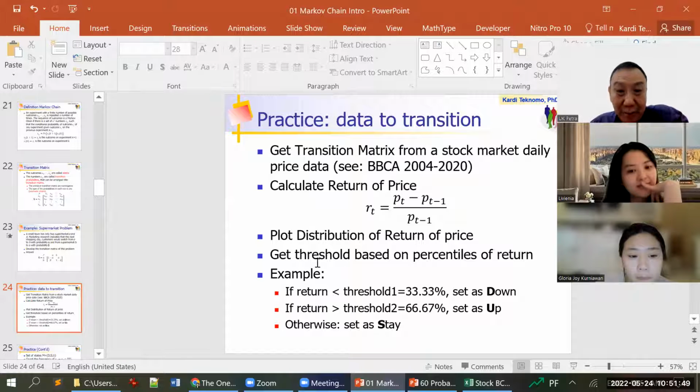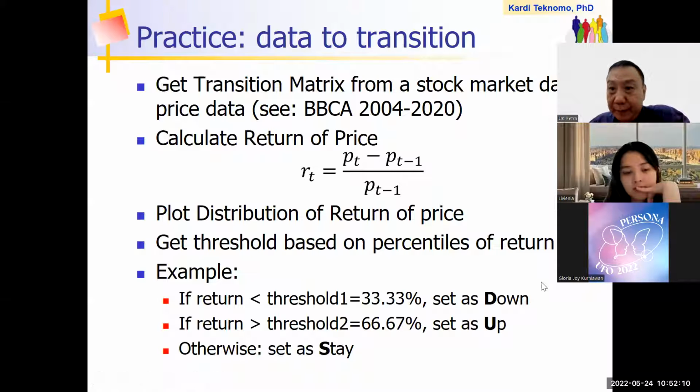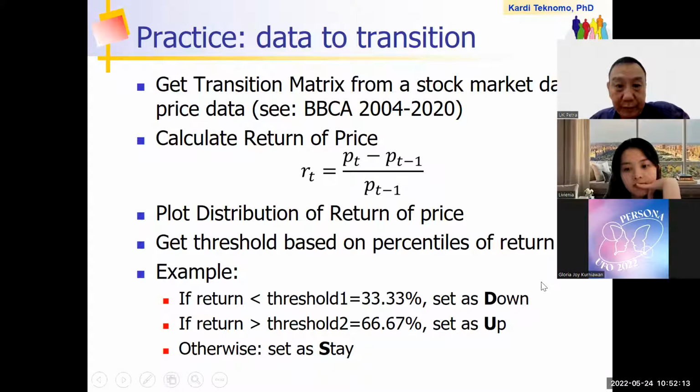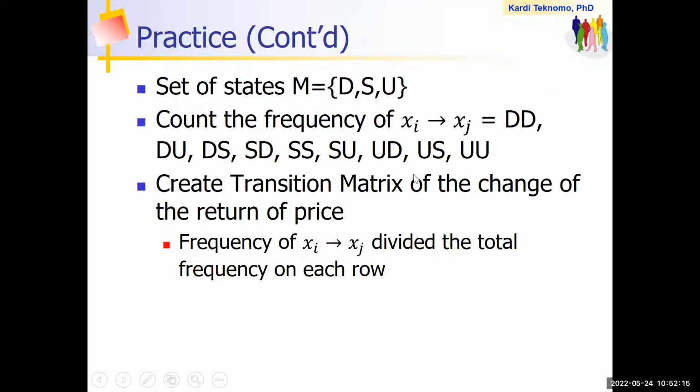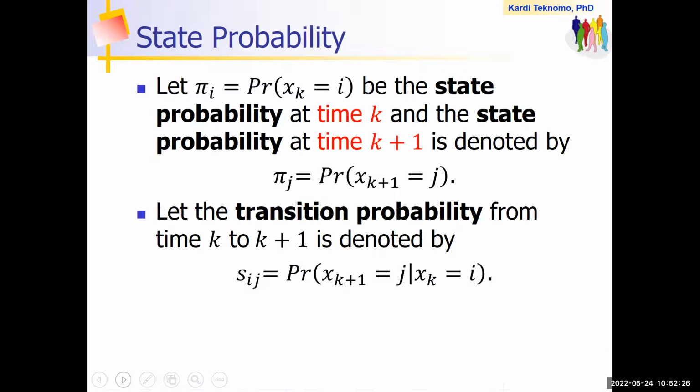So this is an example. Can you see my slide? Right. So you can get the threshold based on the percentage of the return. In this example, I give 33% and 67%, but it's up to you to decide. The threshold, we already showed a while ago.